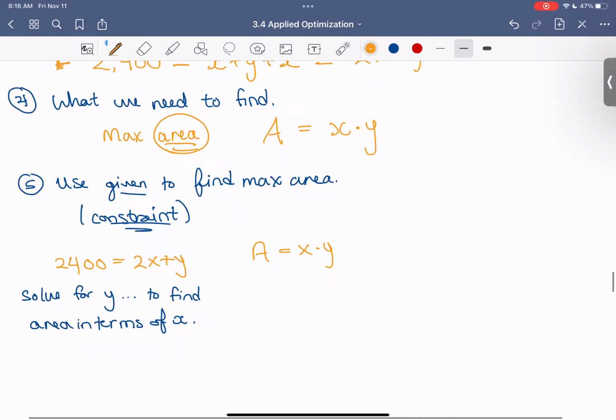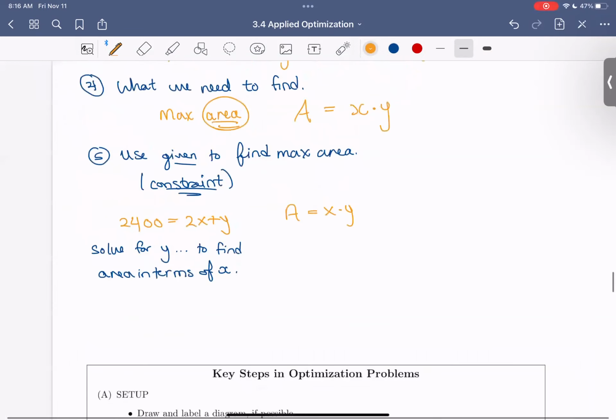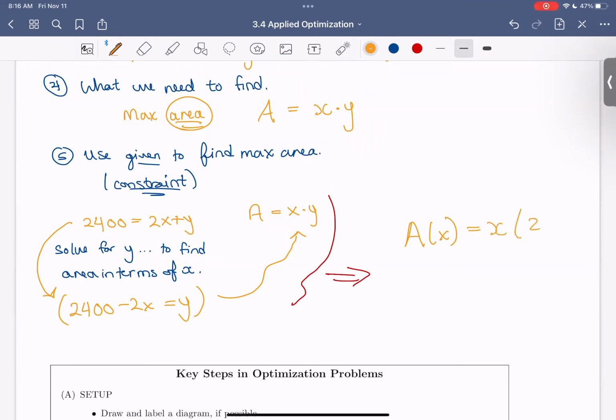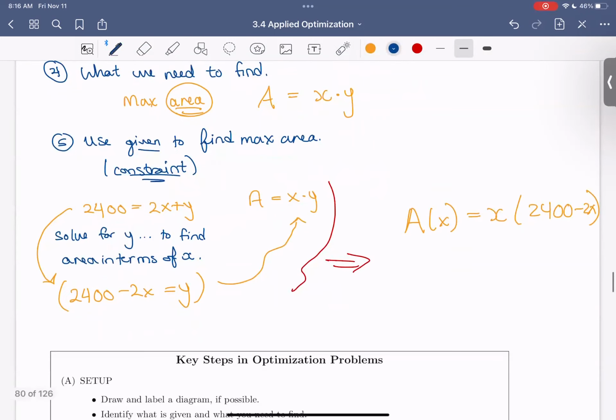All right, so let's go ahead and do that. So solving for y, I'm going to subtract 2x from both sides. So I'll get 2,400 minus 2x equals y. So now I'm going to plug this in for y in my area function. So doing that gives me area just as a function of x is equal to x times (2,400 minus 2x). And so now we've done the hardest part.